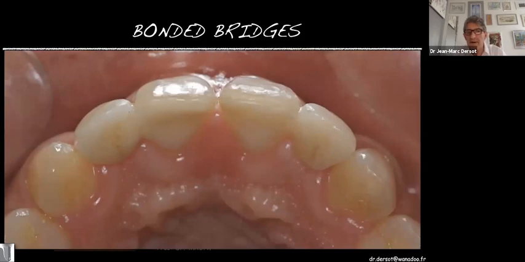Just have a look at the palatal aspect of the two bonded bridges. You can see that there is only one retainer on the palatal aspect of the two central incisors. It was one of my patients, so I sent this young lady to the prosthodontist, and he asked me to make only a crown lengthening on the palatal aspect of the two central incisors, just to have more surface in contact between the enamel and the ceramic.